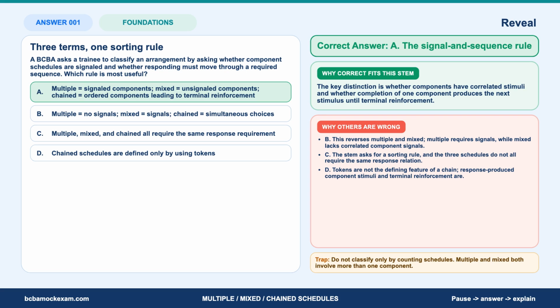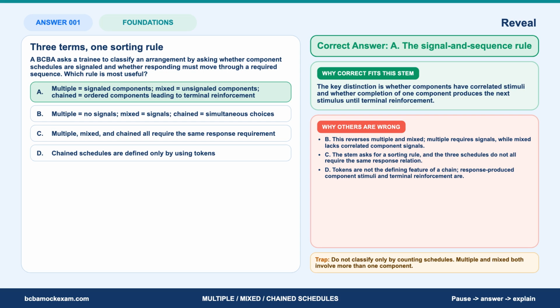For B, this reverses multiple and mixed. Multiple requires signals, while mixed lacks correlated component signals. For C, the stem asks for a sorting rule, and the three schedules do not all require the same response relation. For D, tokens are not the defining feature of a chain. Response-produced component stimuli and terminal reinforcement are. The correct label comes from the controlling relation, not from a keyword.